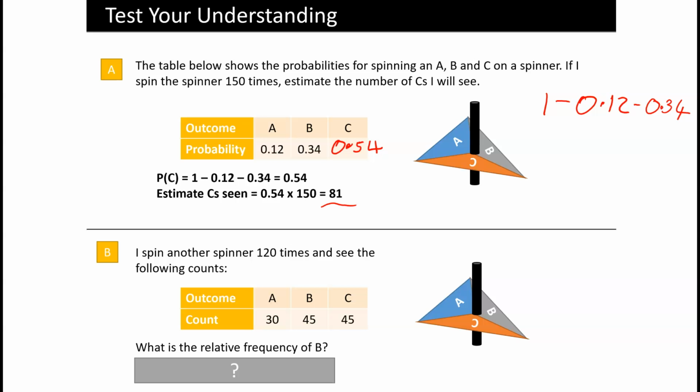Now, question B, this time we've got to spin another spin 120 times and see the following count. So we've got 30 A's. What is the relative frequency of B? Well, the relative frequency of B is going to be 45 out of 120. You could have simplified, you could have kept it as a fraction, or you can put it as a decimal. 45 divided by 120, so it's 0.375.